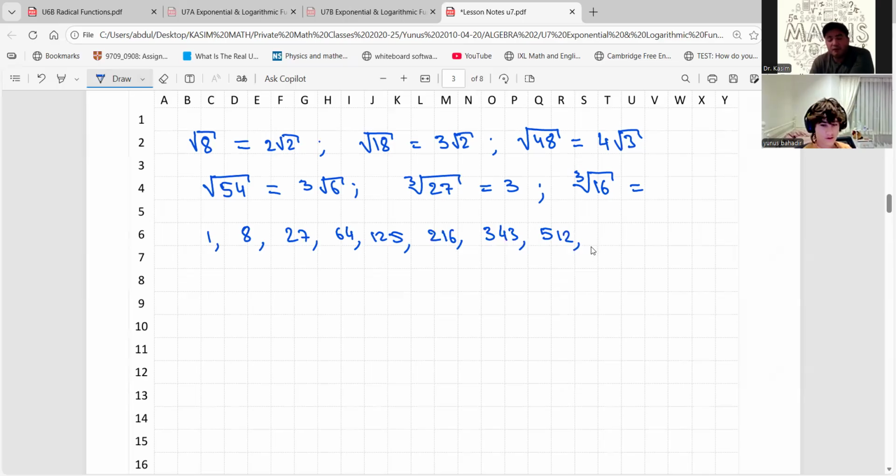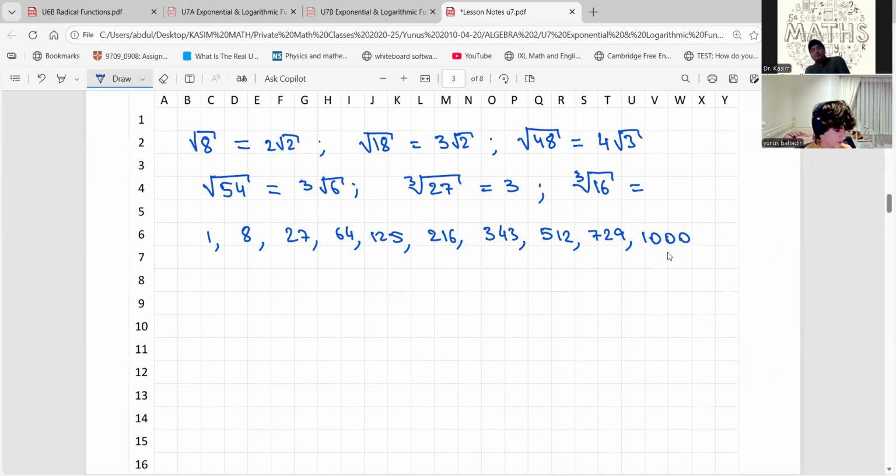I mean 9 cubed? 81 times 9. One sec. What's 8 times 9? 72. 729. And 10 cubed? 1000. 10 times 10 times 10.